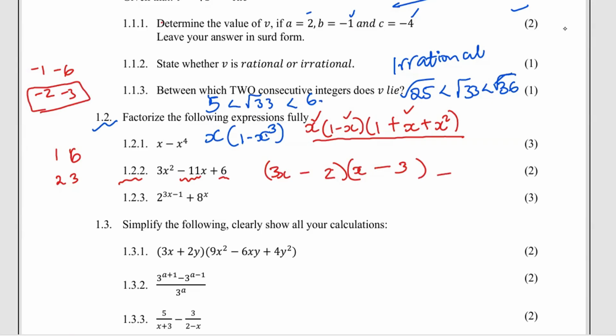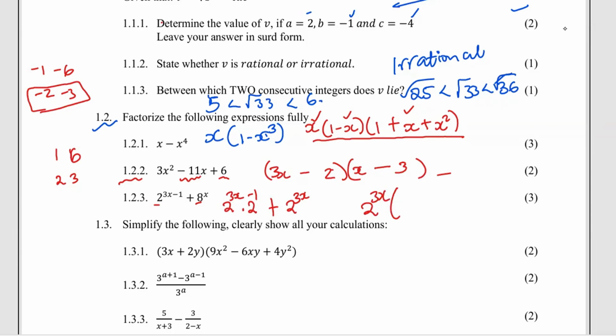Then for 1.2.3, I have to do the splitting up. This is a base of 2, this is a base of 8. I need to change it around. So 2 to the 3x minus 1 is the same as 2 to the 3x multiplied by 2 to the negative 1. Plus, we know that 8 is the same as 2 cubed, but then there is that x. So what is common here? 2 to the 3x is common. What are we left with?